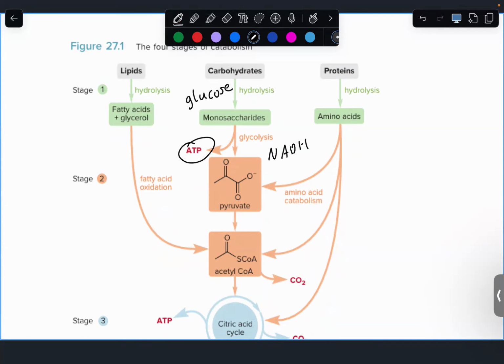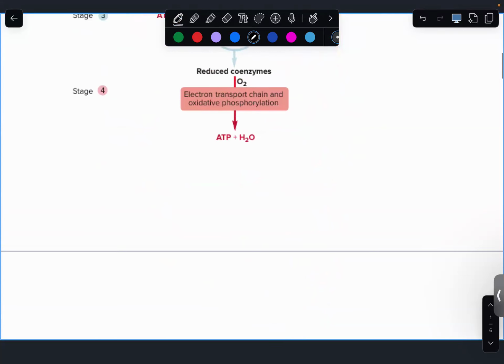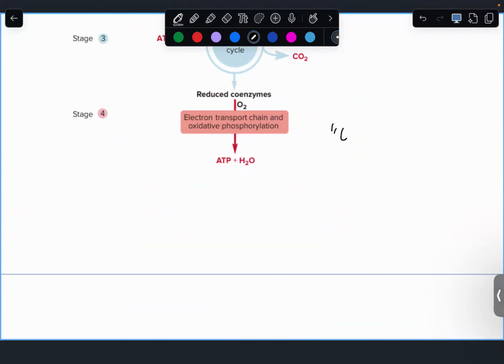Wherever we're at in the metabolism pathway, the energy molecules that we will produce will be NADH, FADH2, and ATP. ATP we can use right away for energy, muscle contraction, sodium ion channels.